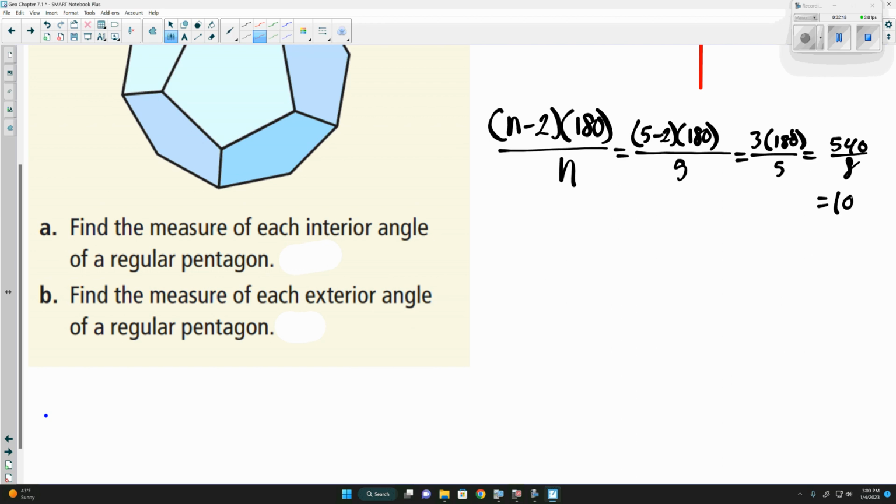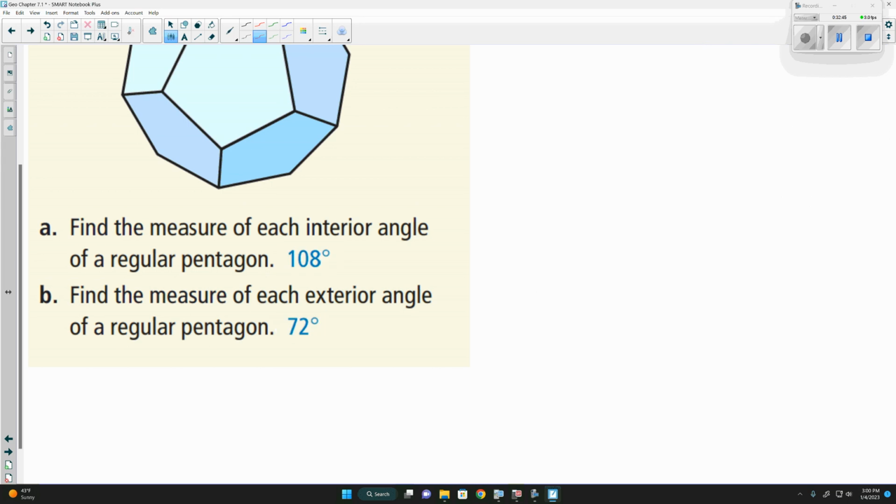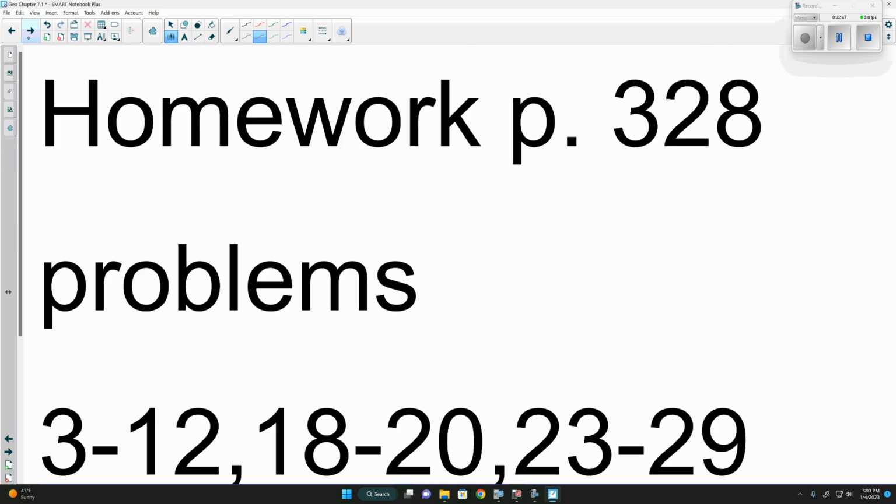which is 540, which is, well, wait, does anybody have a guess at what the exterior angle is going to be? 180 minus 108 is 72. Or we can do 360 divided by 5, which is also going to be 72. Questions on any of this here?